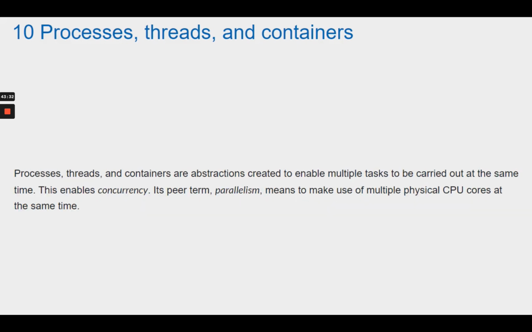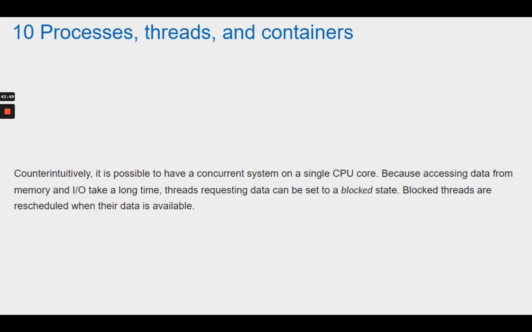Processes, threads, and containers are abstractions created to enable multiple tasks to be carried out at the same time. This enables concurrency. Its purer term, parallelism, means to make use of multiple physical CPU cores at the same time. Counterintuitively, it is possible to have a concurrent system on a single CPU core. Because accessing data from memory and I/O takes a long time, threads requesting data can be set to a blocked state. Blocked threads are rescheduled when their data is available.